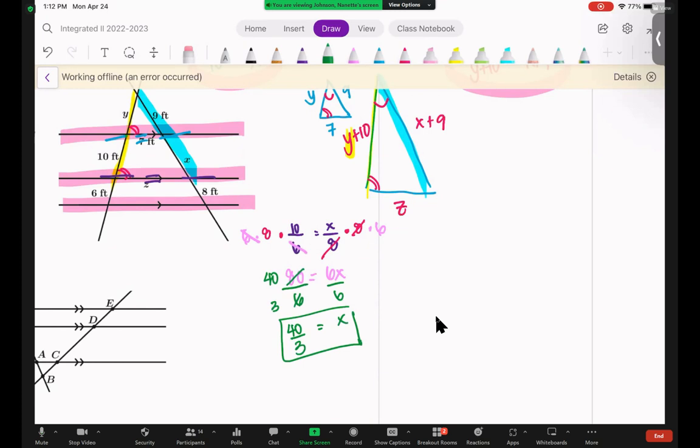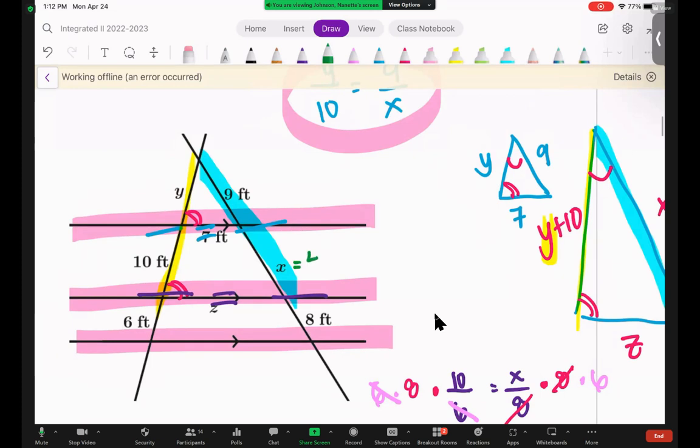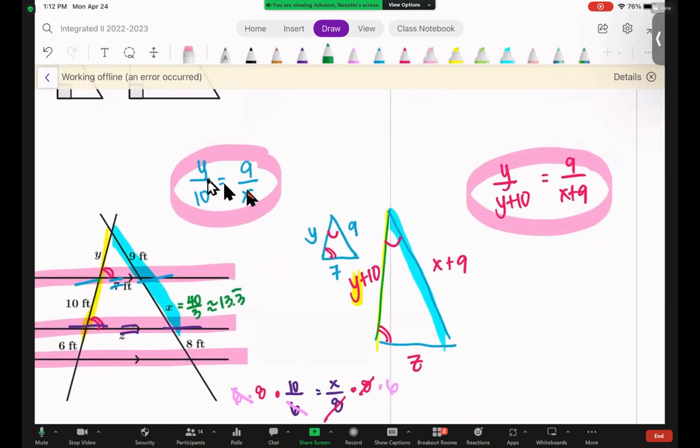So there's one answer. So now I'm going to put them back in my thing over here. I'm going to say 40 over 3, which is about 13.3 with a little hat on, right? Okay. So now that you know that, now you can use these other proportions here and here to find your x and to find your y and your z. Does that make sense? Okay, I'm going to pause it right now. I want everybody to find their y.